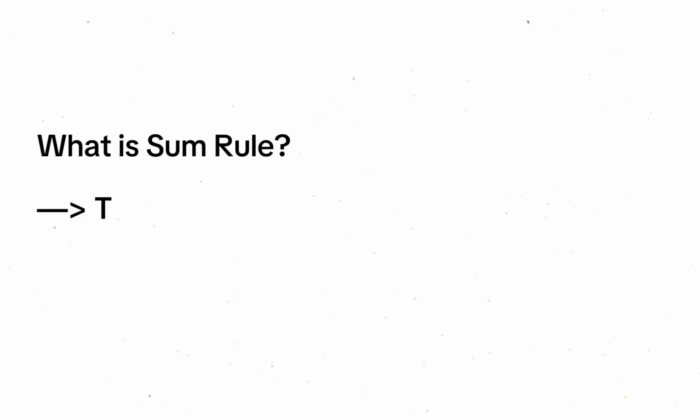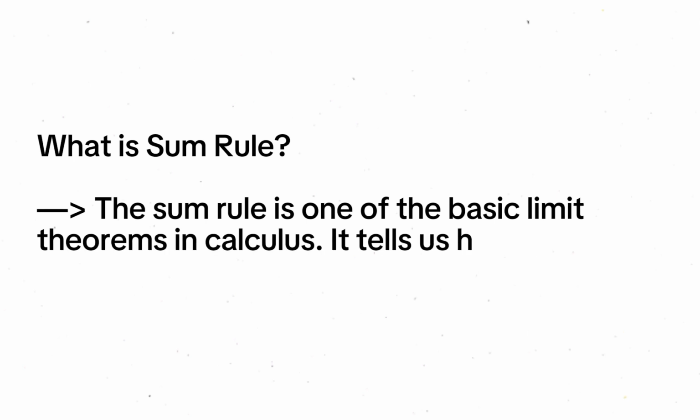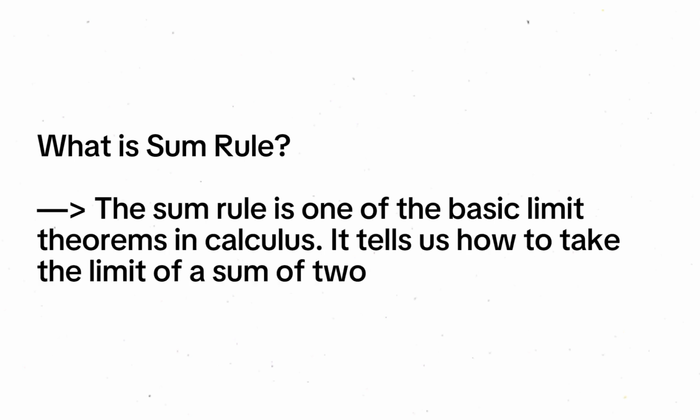What is the sum rule? The sum rule is one of the basic limit theorems in calculus. It tells us how to take the limit of a sum of two functions. To find the limit of a sum, take the limit of each part separately and then add the results.